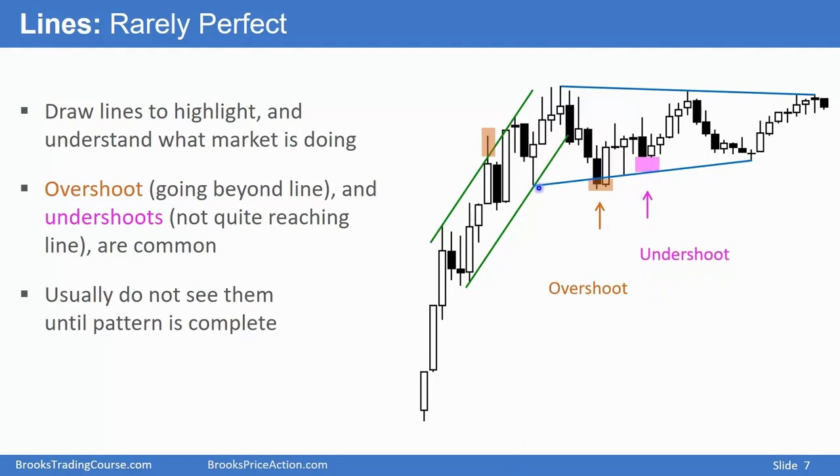Here, once you have this channel drawn this way, you see the market came down near the line and reversed up. It's an undershoot. Had I drawn the line using this low and that low, then this clearly would be an undershoot. It's still a test of the bottom of the channel, but it did not reach the bottom of the channel. Just like sometimes the test will go beyond the bottom of the channel.